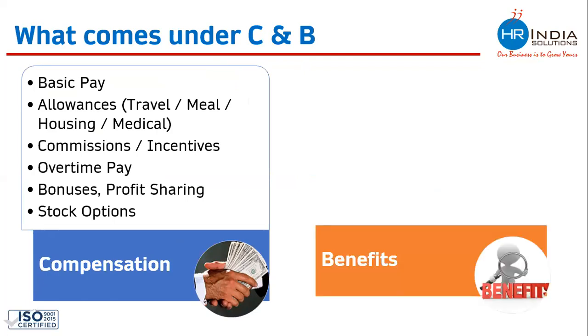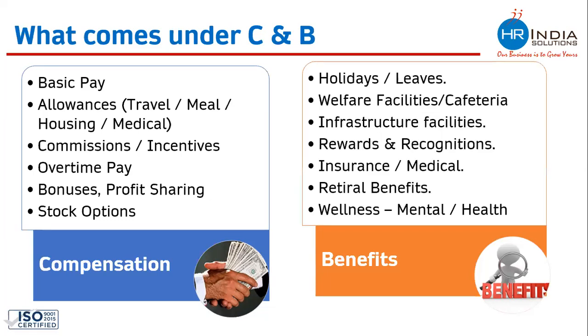Benefits are those for which the employee does not get any money in their hand. Things like holidays and leaves, welfare facilities in the cafeteria, infrastructure facilities, reward and recognition, insurance and medical. Insurance and medical is something given by almost all companies in India, for which the employee does not get any money in their hand, but either their life is insured or they are covered under medical insurance. Retirement benefits and wellness, which can be mental wellness or health wellness.